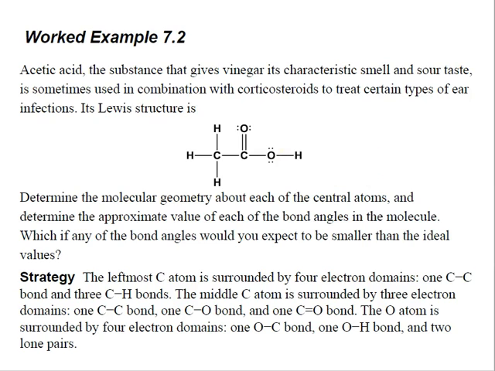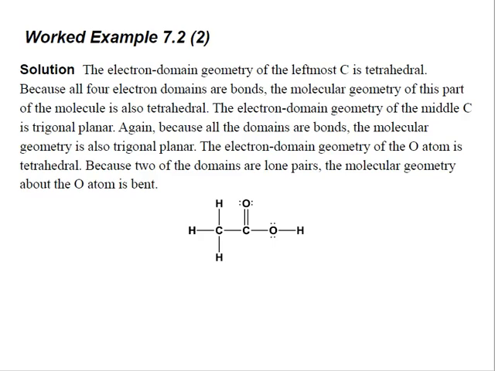So again, take a moment, find what the geometry would be around each, and then also look at the bond angles. So our solution. The electron domain geometry of our leftmost carbon, which is this one, will be tetrahedral with the 4 attachments. Because all 4 electron domains are bonds, the molecular geometry of this is the same, which is tetrahedral. The electron geometry of the middle carbon, which is this one, will be trigonal planar.